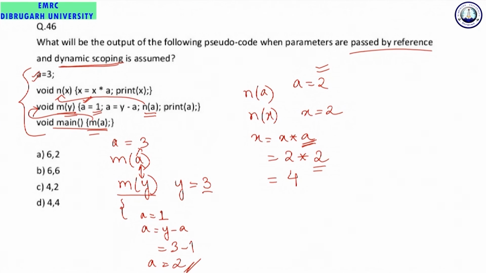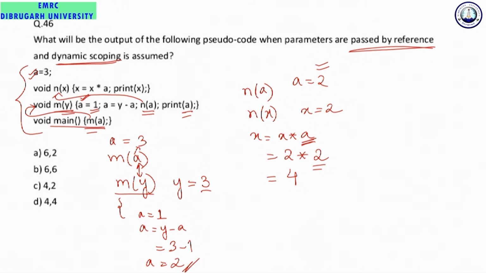Now as it is passed by reference, your a also gets updated. So a is equal to 4, and so the answer for this question, as it will return, is 4 comma 4, because we get it from here and from here we get the answer. So this is all about question number 46.